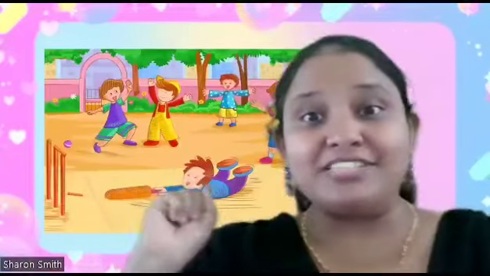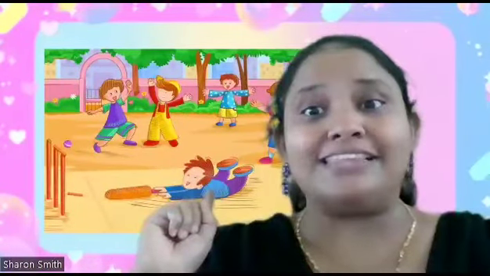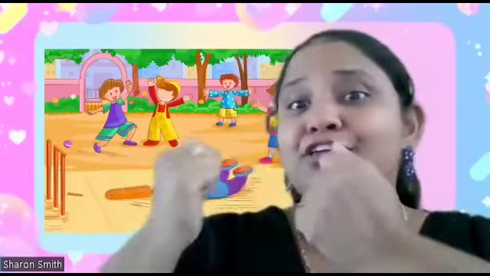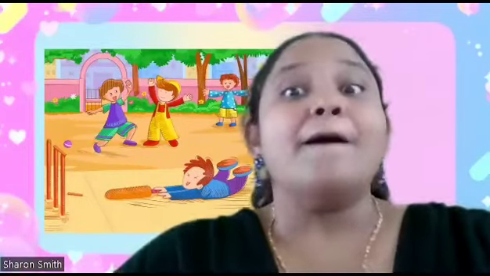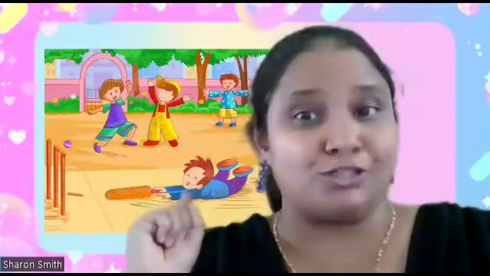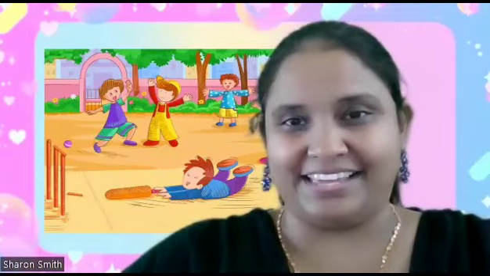Next, this is uppercase B and this is lowercase b. The sound for B is b, b. Can you see these children? They are playing with the bat and the ball in the park. Bring your bat and bring your ball to the park to play.